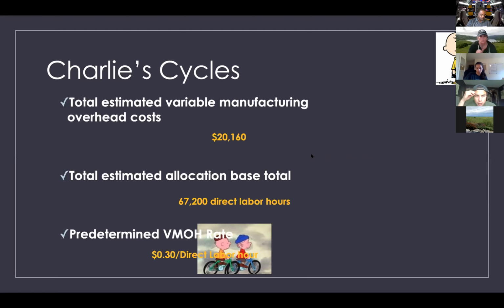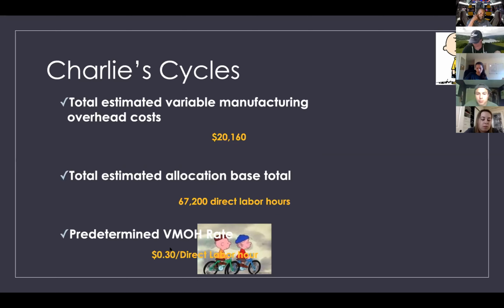You said you multiplied the manufacturing overhead cost by the estimated allocation base? So this is step one, getting the 20,160. And this is step two, selecting an allocation base, direct labor hours, and estimating that 67,200. And then step three is you divide this number by this number. So 20,160 divided by 67,200 gives you 30 cents per direct labor hour.